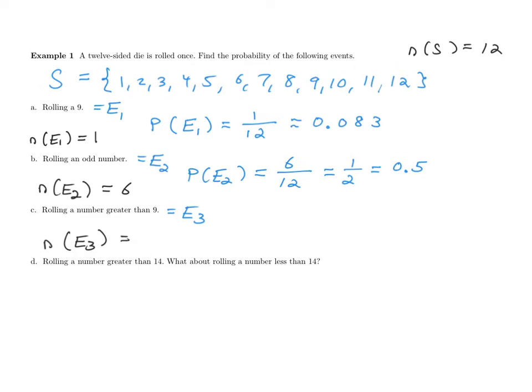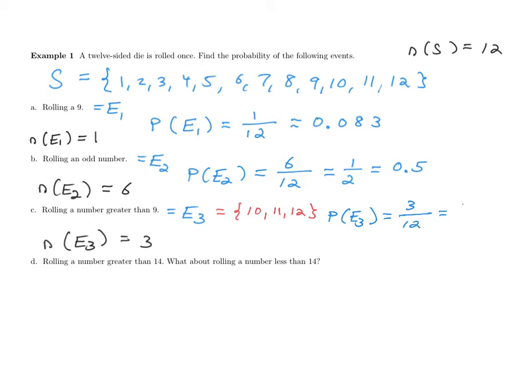I actually think it might be nice for this problem. This is not always necessary, but you can write down what the set is if that helps you. So numbers greater than 9 that are in this set are 10, 11, and 12. And actually seeing them is nice because that means the number of things that are in this set is 3 things. Therefore, if you want the probability of event E sub 3 happening, it's 3 divided by 12.